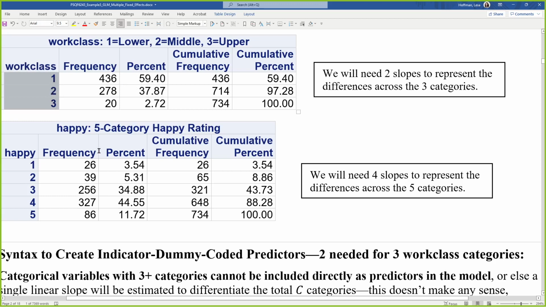These are not numbers, so we can't treat them as numbers. That's why we have to do the indicator dummy coding to create new predictors that we can treat as numbers, because their only possible values will be either 0 or 1. So we're creating new columns that we're going to use in the model in place of this original working class variable that's coded 1, 2, 3.